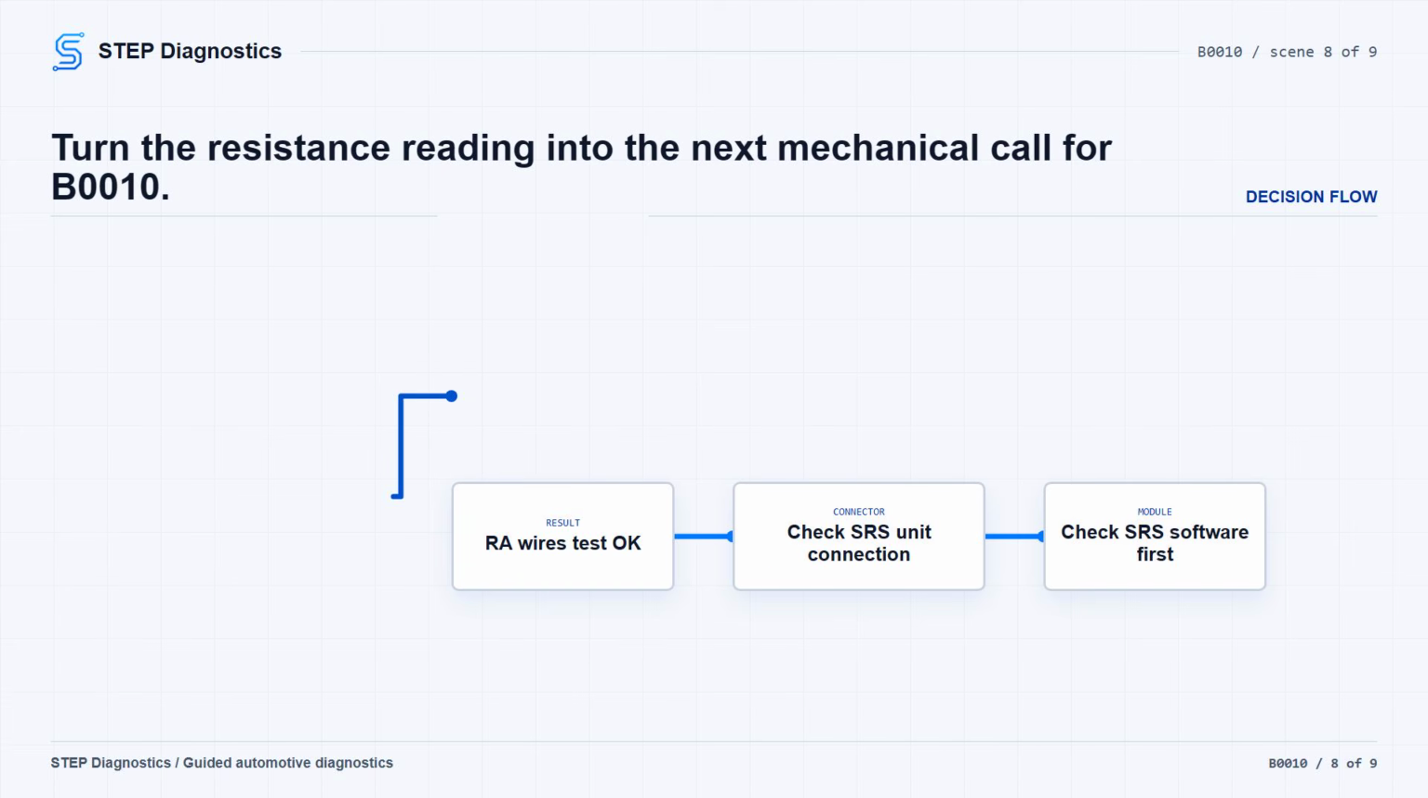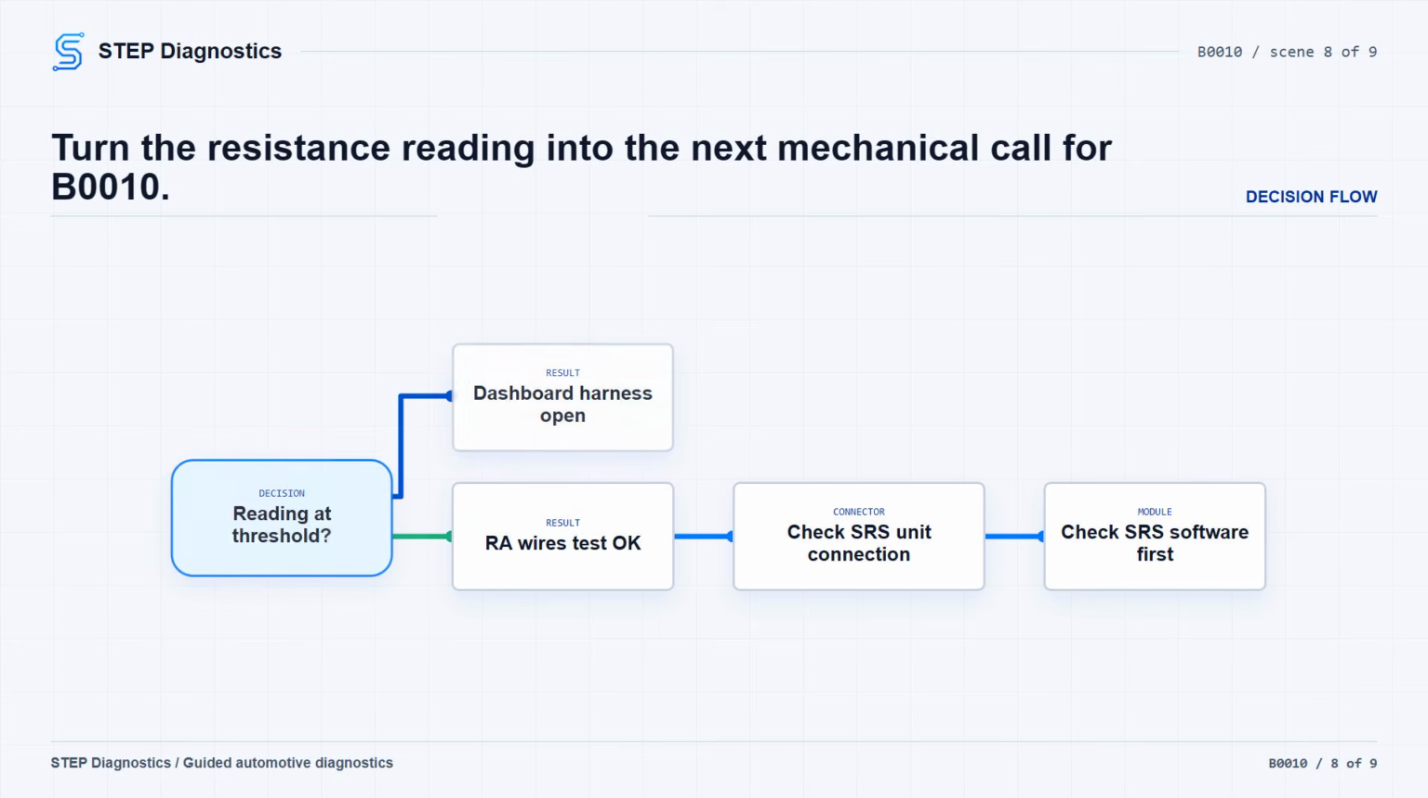Do not guess on the connector side. Pause, recheck the earlier diagnostic path, and verify the SRS unit connection carefully before making the call. Before replacing the SRS unit, check the SRS unit software version with the HDS. If the software is not the latest, update the SRS unit software and retest. If the connection is okay, the path supports replacing the SRS unit. If the code still does not clear, it supports replacing the dashboard wire harness.